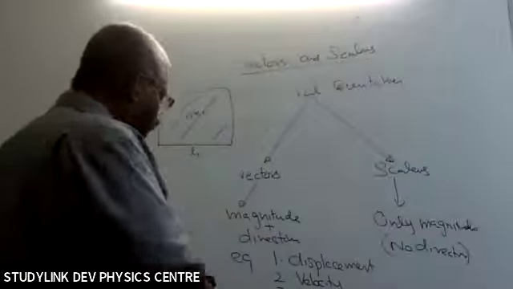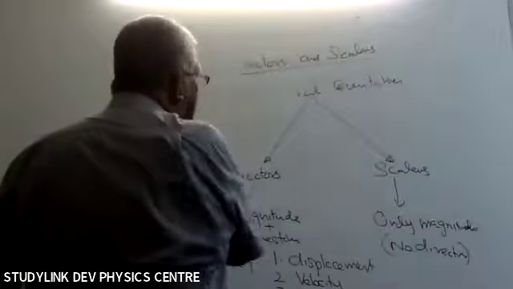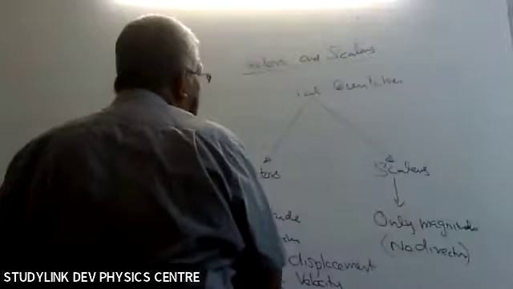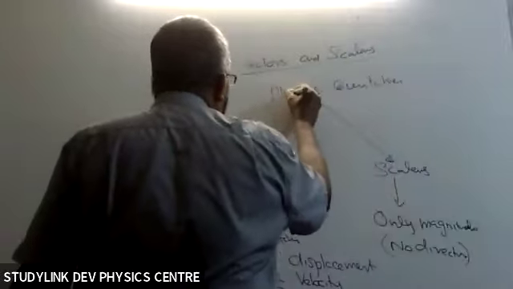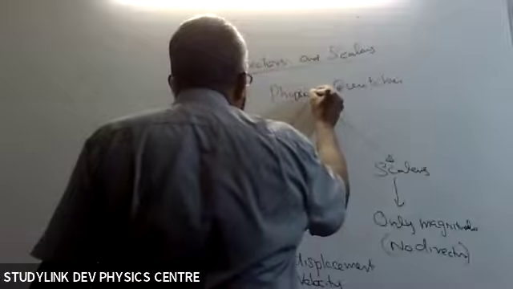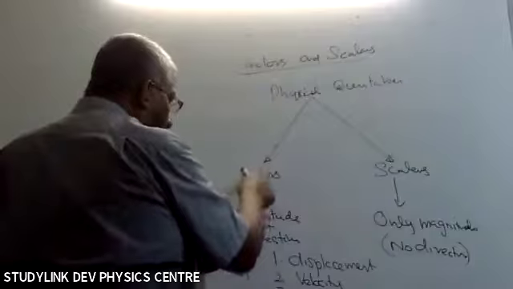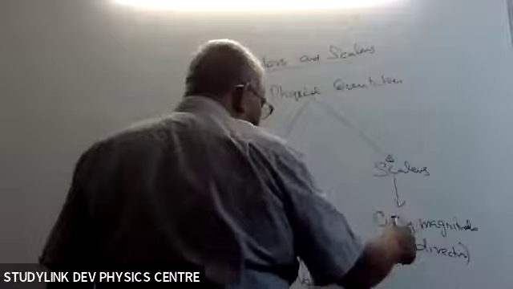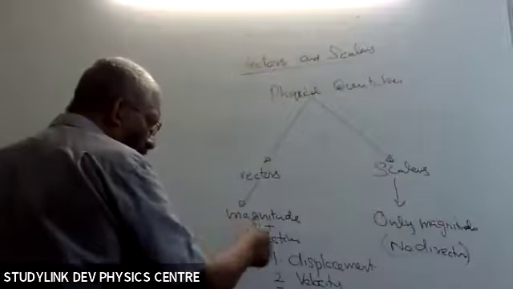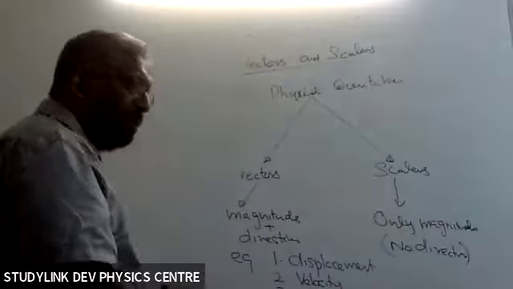Before that, better to write like this: physical quantity, vectors, scalars, only magnitude, magnitude plus direction.